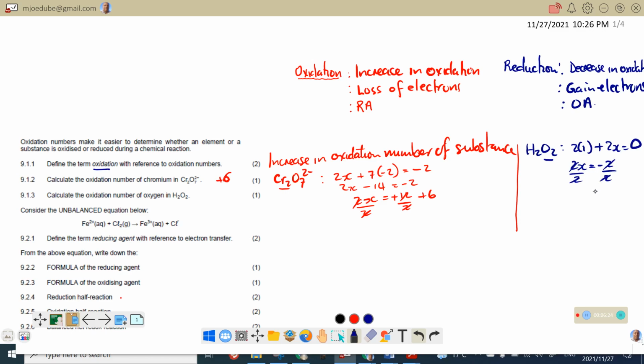And you are left with x being equal to minus 1. So in H2O2, the oxidation number of the oxygen is equal to minus 1.